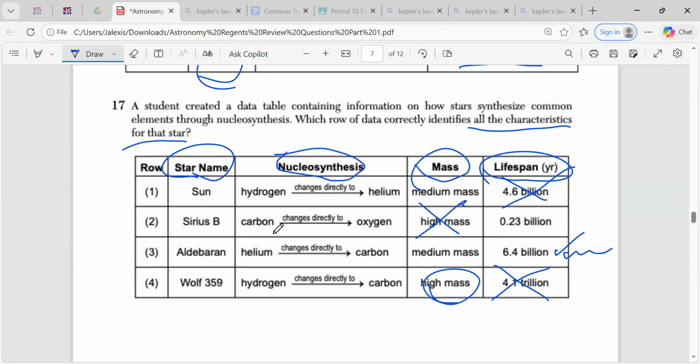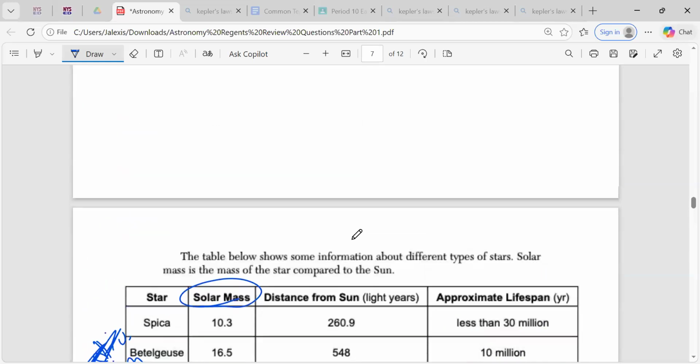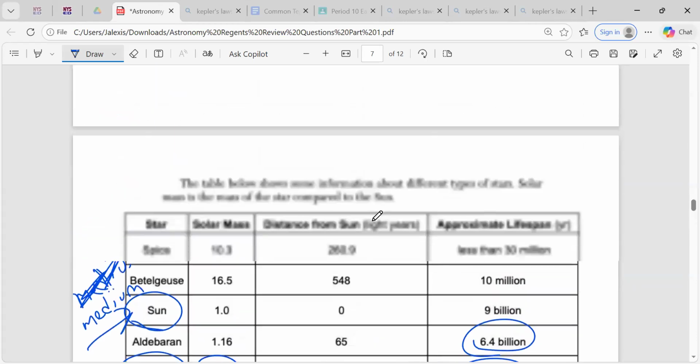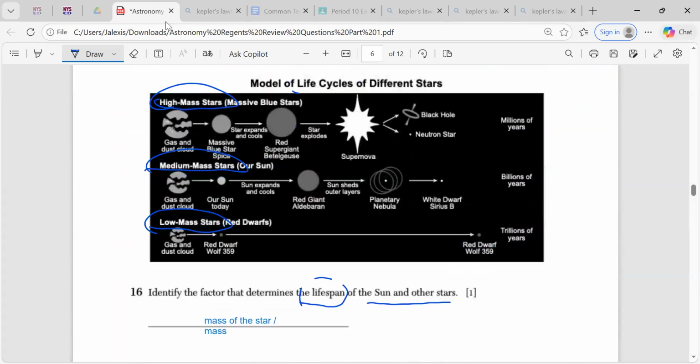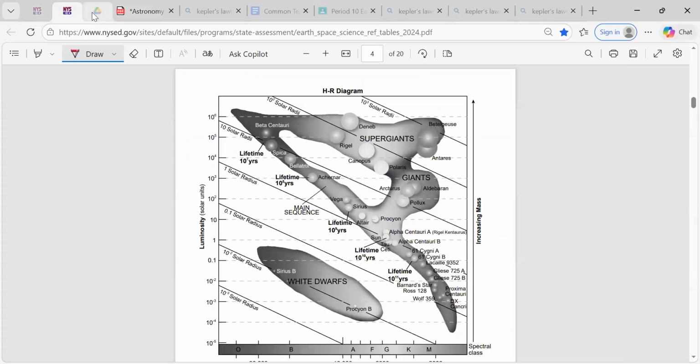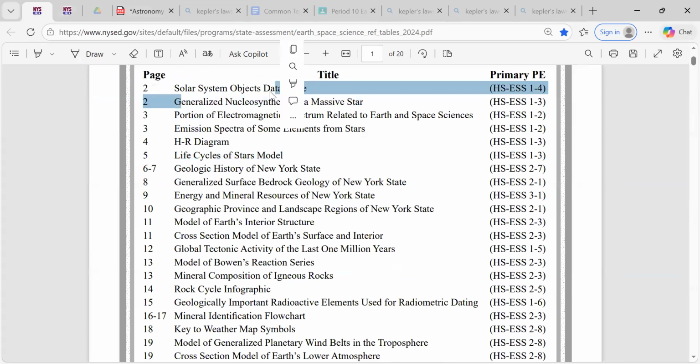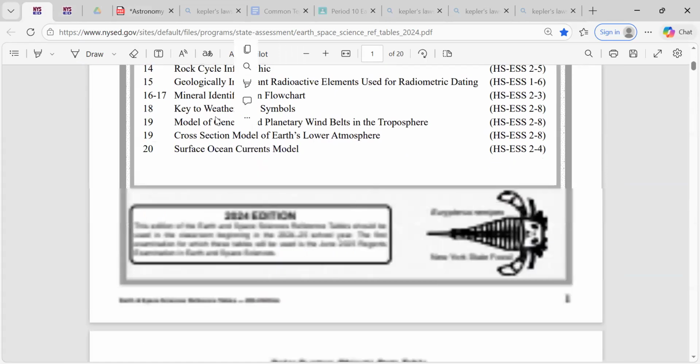Now, let's say we had another option that gave us the correct mass and lifespan. How would we then know if the nucleosynthesis is correct? Well, we know that in the beginning or main sequence stage, hydrogen does fuse to helium for a main sequence star. How do I know that? Because if we go to our reference tables, page 2, that talks about generalized nucleosynthesis in a massive star, right?